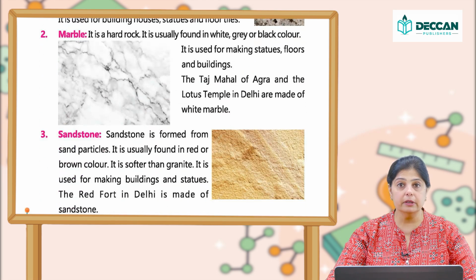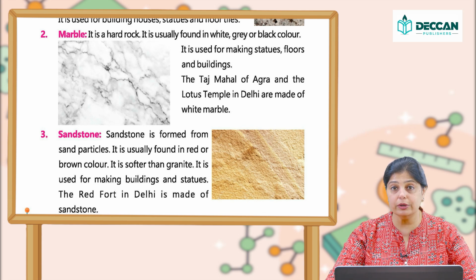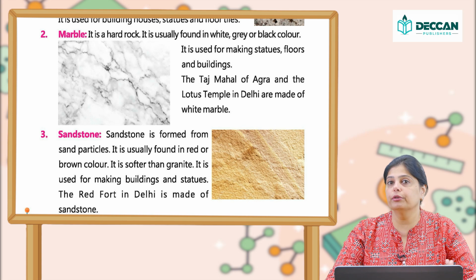Then comes marble. Marble is also a hard rock. It is usually found in white, grey or black color. And it is used for making statues, floors and buildings. The best examples are the Taj Mahal of Agra and the Lotus Temple in Delhi, which are made of white marble. So, it is used for making buildings or statues or floors as well. And it also gives a very rich look.